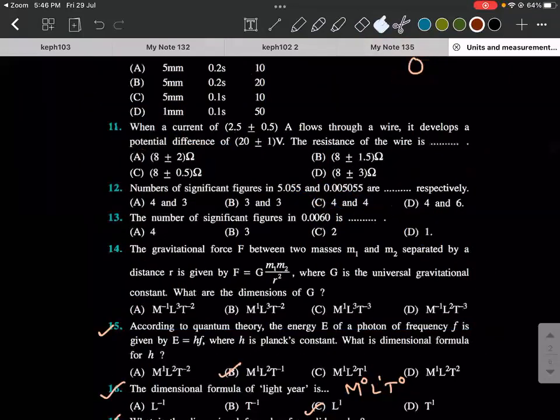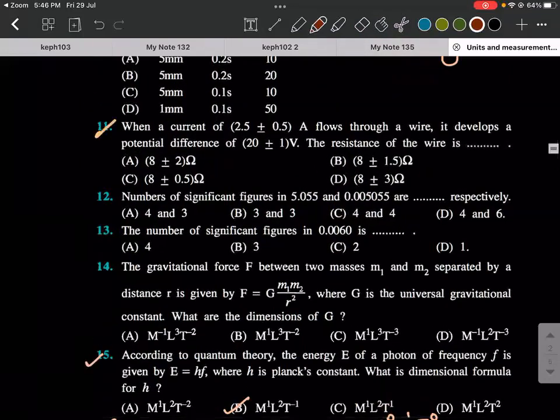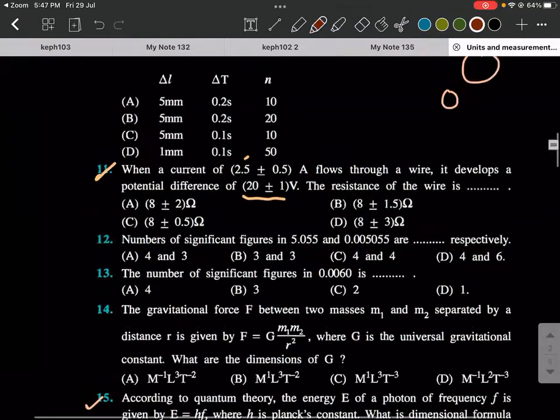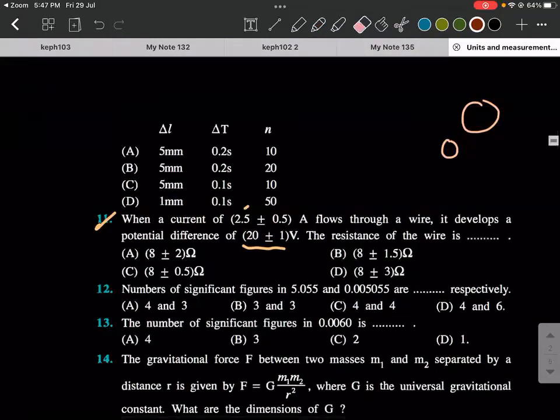Okay. Now, if you see this question, right? When the current of 2.5 plus or minus 0.5 ampere flows through a wire, it develops a potential difference of 20 plus or minus 1 volt. Find the resistance of the wire. So here, when they ask the resistance, they are asking with the error as well, right? After this, I'll come to the area part also.